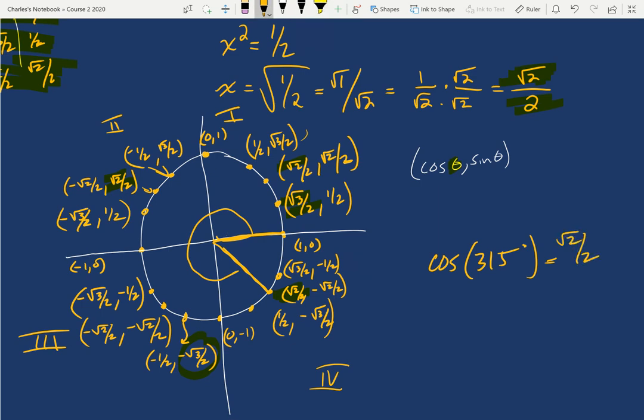Sometimes you could ask the question the other way, and I could say cosine of theta is equal to negative 1/2. And now my unknown is, well, let's just leave it as theta. My unknown is the angle. It's not the measurement. And if I'm doing this, I could think of, all right, where's negative 1/2 on the x-axis? That's this right here.